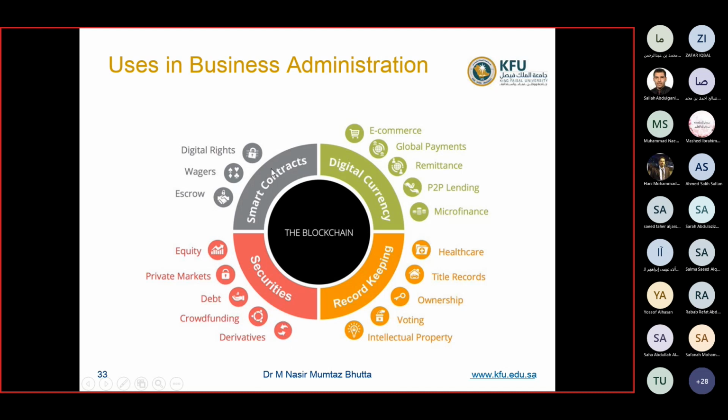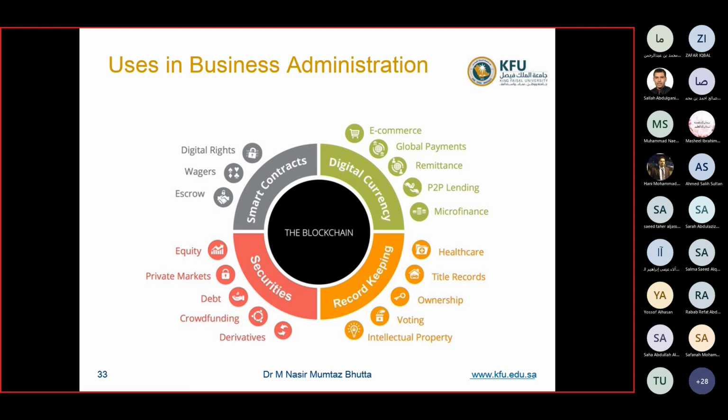And the smart contracts, it can again apply to all the disciplines where you want to keep the contracts, you want to enforce all the rules of the contract between your contractors. Once any rule is violated, automatically blockchain will stop the contract, and it will not allow the information transaction to happen. So this can apply to digital rights like intellectual properties or wagers or the escrow. So these are the applications for business administration.